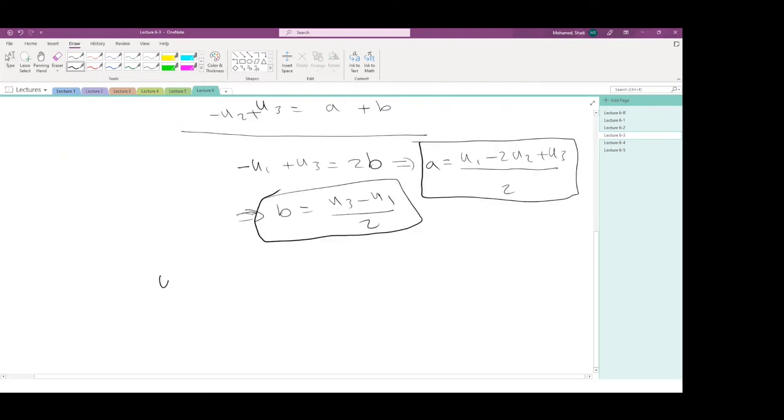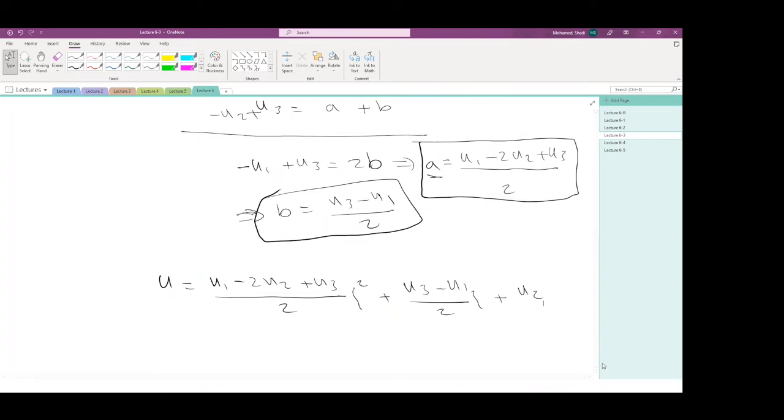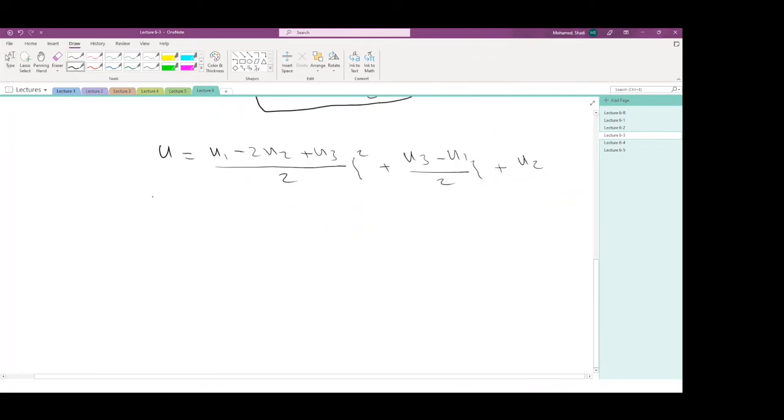So I have U to be A. This is A: U1 minus 2 U2 plus U3 over 2 multiplied by xi squared, added to U3 minus U1 divided by 2 multiplied by xi, added to U2. So again, just rearrange the whole thing for U1, U2, and U3.